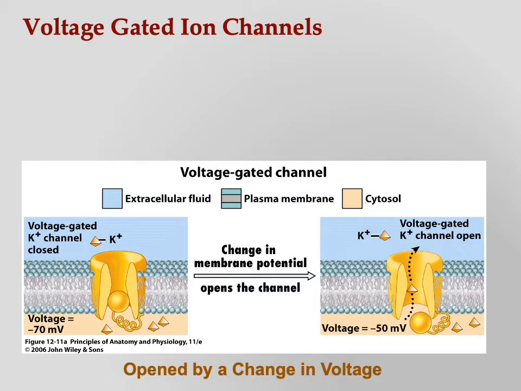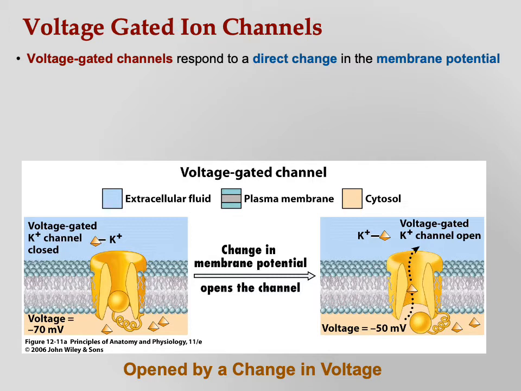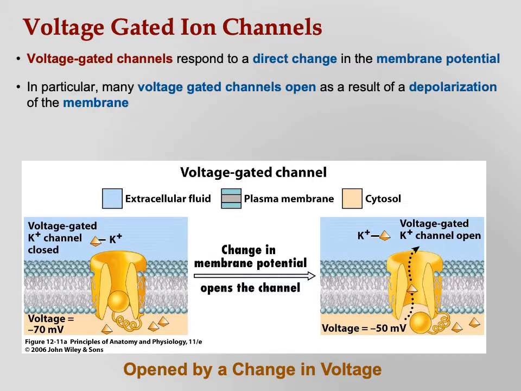So, voltage-gated channels. Voltage-gated channels respond to a direct change in the membrane potential. Okay? In particular, they result from a depolarization of the membrane. So, depolarization means making the charge of the membrane more positive. So, look in the illustration. Look on the left-hand side. See, we've got a potassium channel. Isn't it cute? It's got a little ball and chain, just like some of you have a ball and chain. Here the little ball is blocking the channel, so right now potassium can't get through.